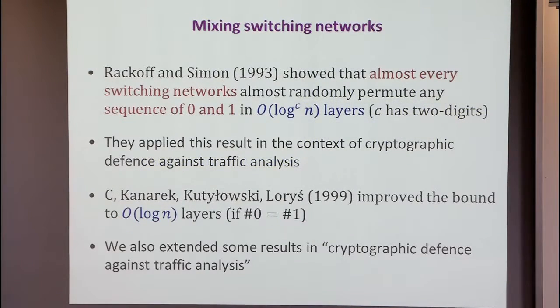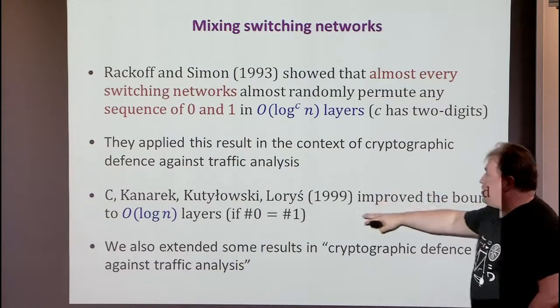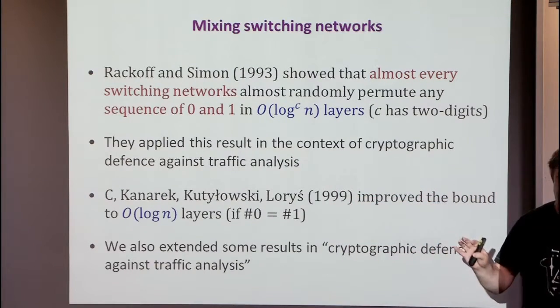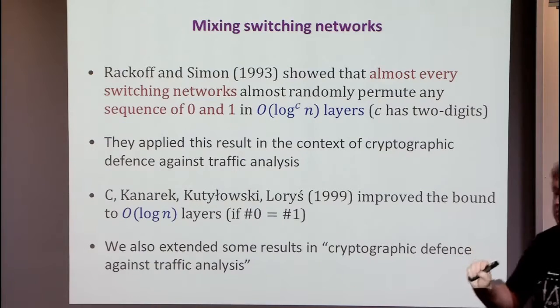Okay. So Rackoff and Simon have been interested in networks of this sort because of crypto applications. And they showed many years ago that if you want to permute only 0 and 1s, so your input consists of 0 and 1s, then after a polylogarithmic number of layers, almost every switching network will generate a random permutation of 0 and 1s. Then with a few people we showed that if we want to permute 0 and 1s, we can actually reduce this to a logarithmic number.